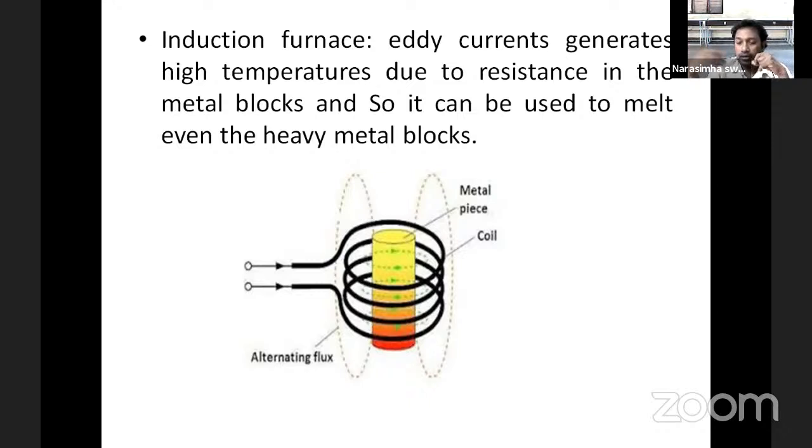Especially in steel plants, they will melt the garbage, meaning waste metal blocks. Wastage of metal blocks, they will convert into molten metal. So there it requires more temperature. So here is the principle we are using, eddy currents. Right. So now we'll move on to the next point.